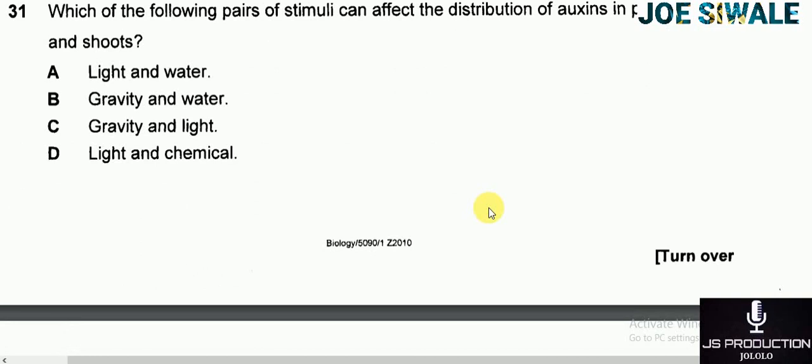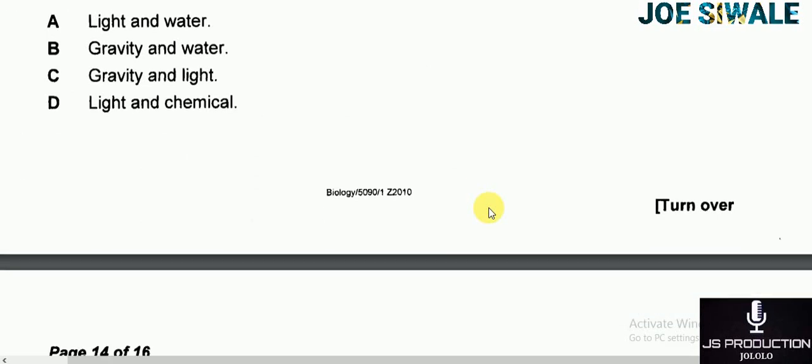Question 31 reads: which of the following pairs of stimuli can affect the distribution of auxins in plant roots and shoots? A, light and water, B, gravity and water, C, gravity and light, D, light and chemical. So my answer here is C, which is gravity and light.